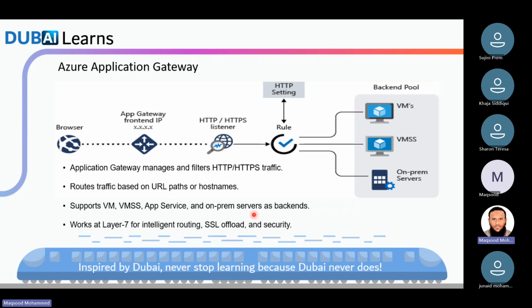So you can use Azure Application Gateway on Azure, and if you have hybrid connectivity, you can have your backend servers deployed on your on-prem network and use that as a backend server. It works at layer 7 for intelligent routing, and it can also do SSL offload and security.